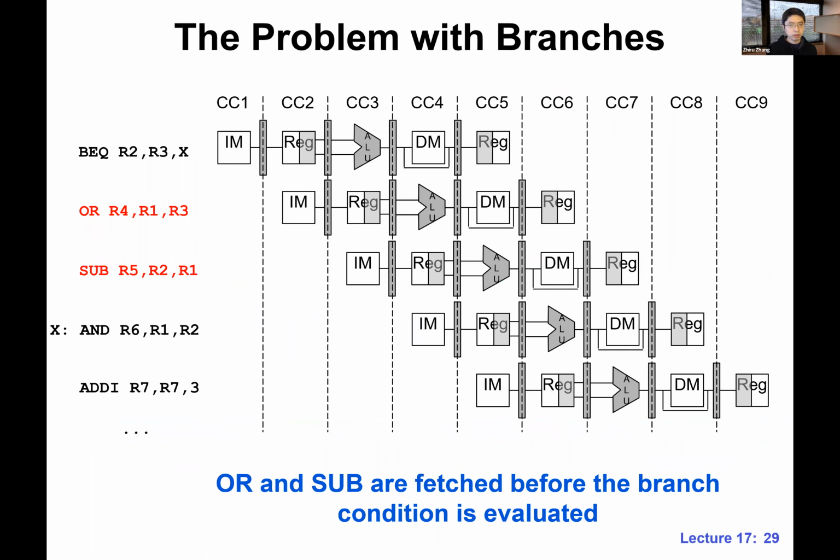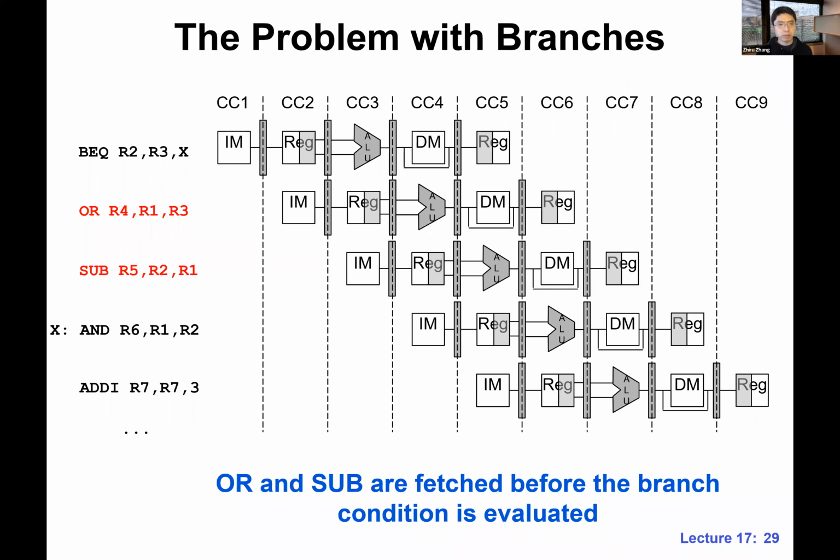Okay, if this problem is still not too clear, here's a more concrete example. We're doing BEQ, branch equal, which means that if R2 is the same as R3, we take the branch. We go to this target address, to this target instruction labeled by X. Otherwise, if the branch is not taken, we are going to execute OR and sub.